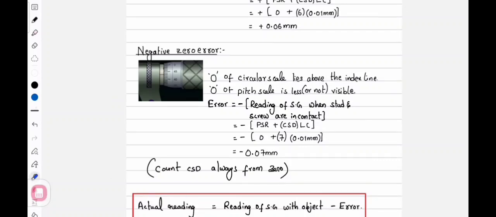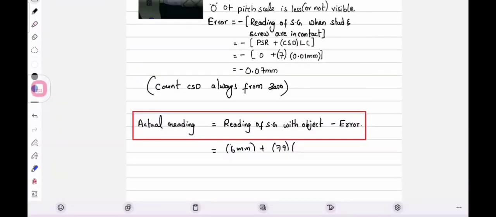So reading is equal to PSR, how much? 6 mm. And the 79th is coinciding, CSD, times least count. I didn't tell you the least count, so we'll solve a problem based on it.